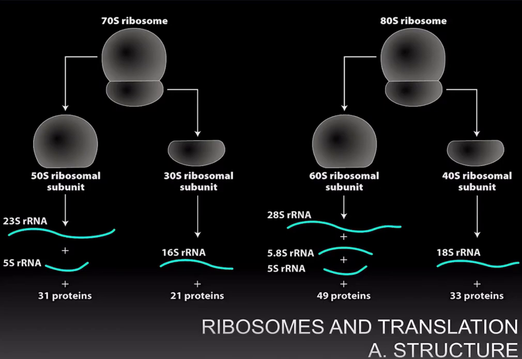Ribosomes are molecular machines that carry out translation to make polypeptide chains. Ribosomes consist of both proteins and ribosomal RNAs, and therefore they're also called ribonucleoprotein complexes.